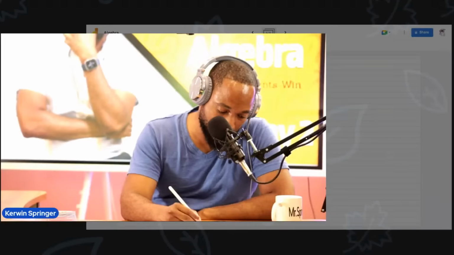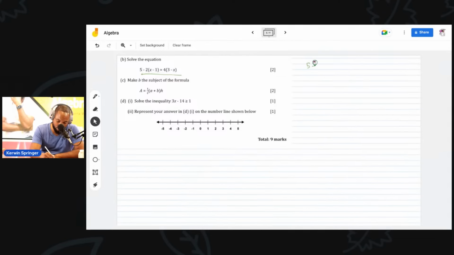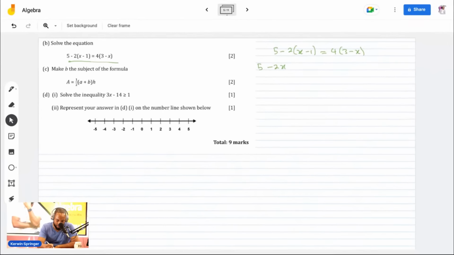All right, so part B is to solve a linear equation. So what we'll do is 5 minus 2 into x minus 1 is equal to 4 into 3 minus x. We have some distribution to do here. So it's going to be 5 negative 2x. And watch a common mistake here. When you have a negative sign with the number outside the bracket, you need to multiply by the negative 1, keep that in mind, and 2 negatives make a positive 2. And this one is 4 by 3 is 12. And then 4 by negative x is negative 4x.